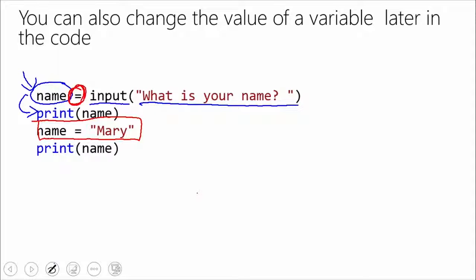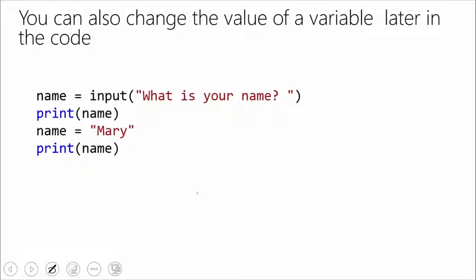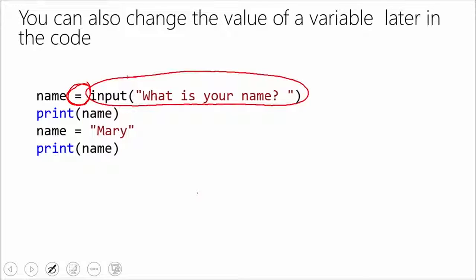That little equal sign right there. So that little equal sign, let me just clear out my screen here, make it a little easier to read. That little equal sign, that's what told Python to take whatever came back from here and put it there. It was that equal sign.